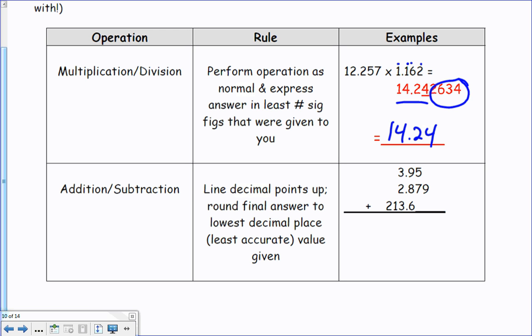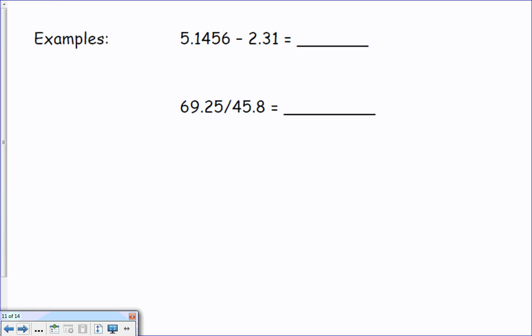Addition and subtraction. Line up the decimal points. Use the one with the least amount of decimal points as where we stop. So if I add these guys together, without the pen in my hand, I will get 220.429. But this 6 here is the one that's going to limit it. It's the least number of sig figs. So my answer will be 220.4. See, the 2 and the 9 will fall off. They are not measured anymore.